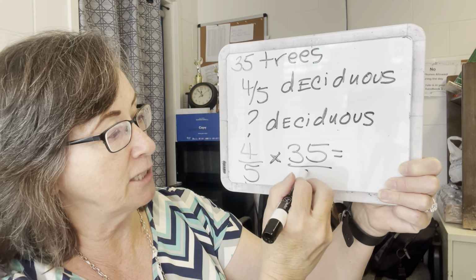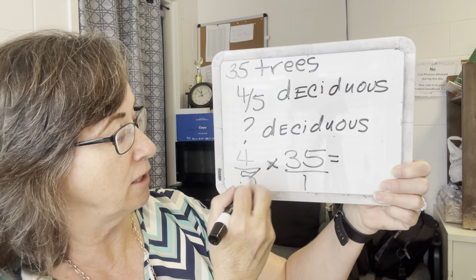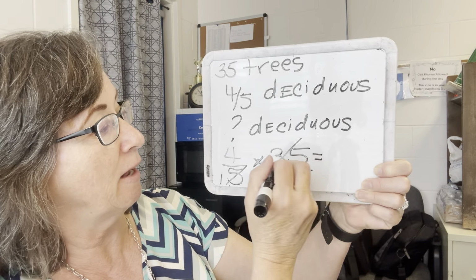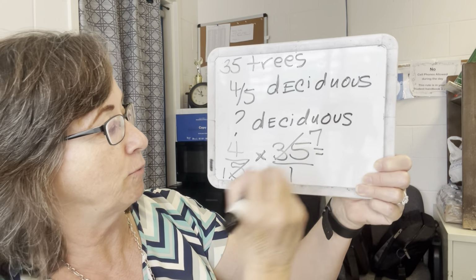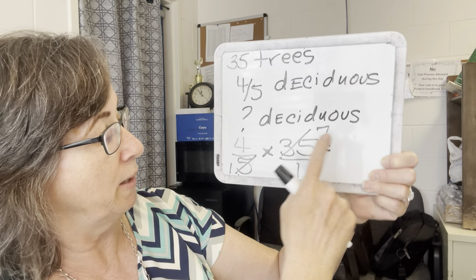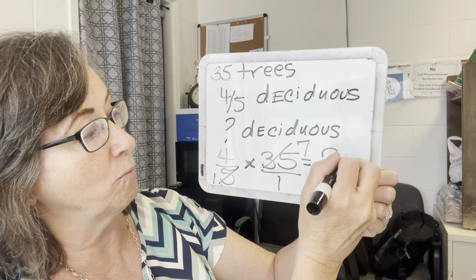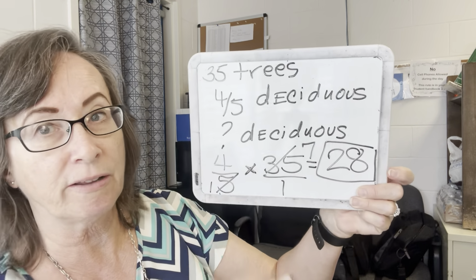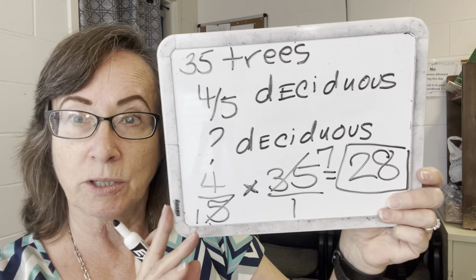So here, let's just make 35 into a fraction. 5 cancels. Divide that one by 5, we get a 1. 35 divided by 5, we get a 7. 4 times 7 is 28 with nothing on the bottom but ones. So 28 of those 35 trees were deciduous.